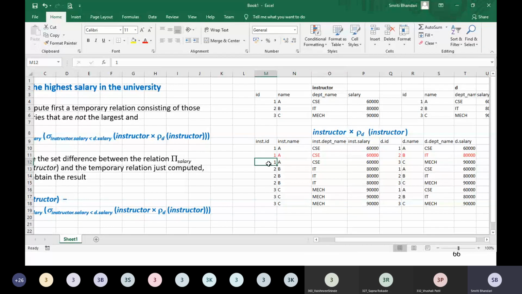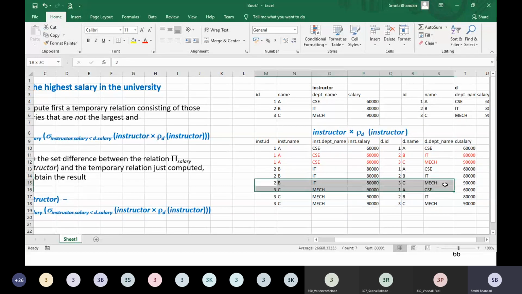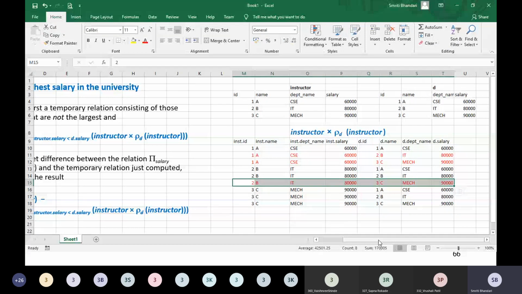Yes. So we are going to select that. Now for this tuple, we are once again checking whether instructor.salary is less than D.salary. Yes, once again true. So we are going to select that. So this is how we are going to select all the tuples. So for this tuple, 80,000 is not less than, so we are not going to consider this tuple. We are not going to consider this tuple also. Whether this tuple needs to be considered, 80,000 is less than 90,000. Yes. So we are going to consider that.